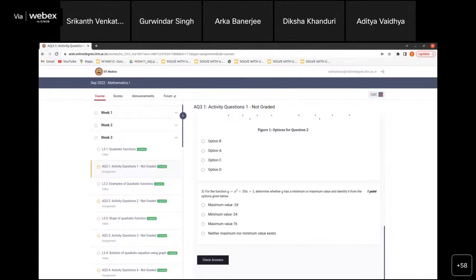Sir, first of all, it will be upward, so the minimum value will be there. Correct. And sir, if we differentiate it, then it will become 2x plus 10. So x will be equal to minus 5. And for getting the value, minus 5 we put, then minus 5 whole square, that will be 25, and 25 minus 50 plus 1. So minus 25 plus 1, minus 24, option B. Okay, correct. So is there anyone who is having doubt in this particular question 3? Okay, good.